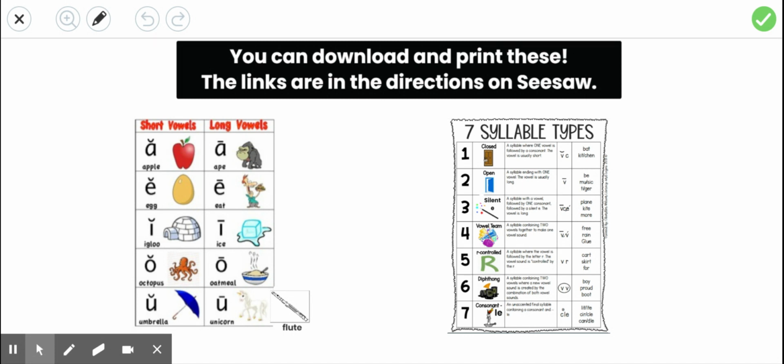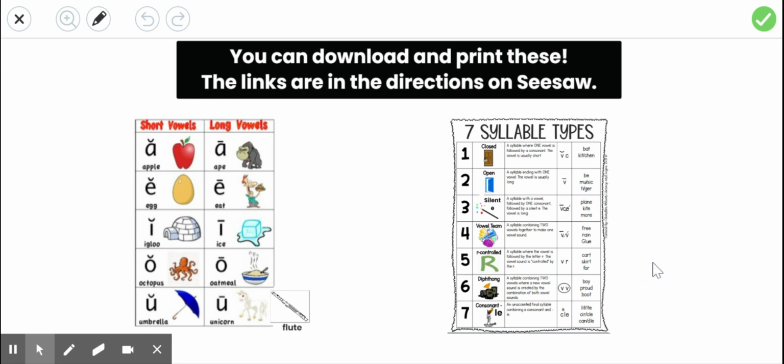Before we get started, I want to let you know about 2 documents that you can find in the directions for this activity. If you go all the way to the bottom of the instructions page, I have 2 links. One is a link to our short and long vowels chart, and the other is a link to a syllables chart. So if you're having trouble remembering the short and long vowels or the different types of syllables, I highly recommend going back to the instructions, clicking on those links, and looking back over these charts. You can also print them out if you have a printer.